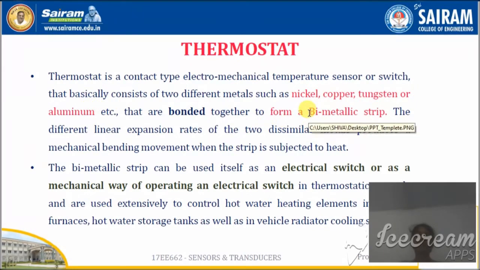And as we said, it is a bimetallic strip. Bimetallic strip means any of these materials are bonded together, and the different linear expansion rates of two dissimilar metals produce a mechanical bending moment when the strip is subjected to heat. So basically, a thermostat comprises a bimetallic strip made up of nickel, copper, tungsten or aluminium, bonded together. It works on the principle of different linear expansion, and it can work either as an electrical switch or as a mechanical way of operating an electrical switch. It produces a mechanical bend.